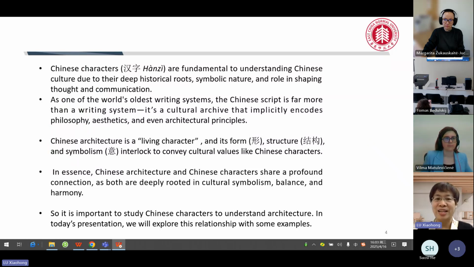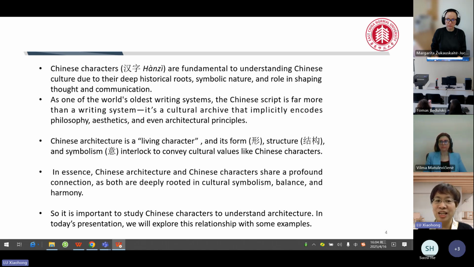As we know, Chinese characters are fundamental to understanding Chinese culture due to their deep historical roots, symbolic nature, and a role in shaping thought and communication. And Chinese character is one of the world's oldest writing systems. So it is far more than a writing system, actually. It is a cultural archive that implicitly encodes philosophy, aesthetics, and even architectural principles, which we will explore in this presentation.